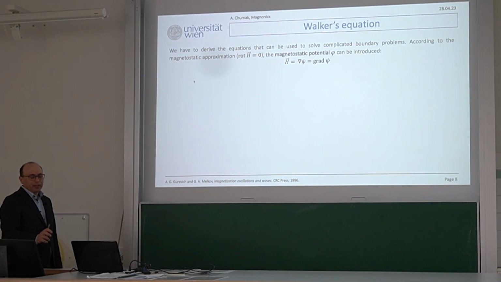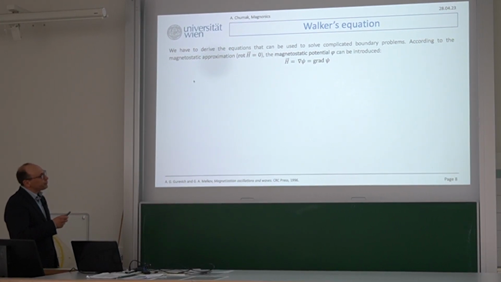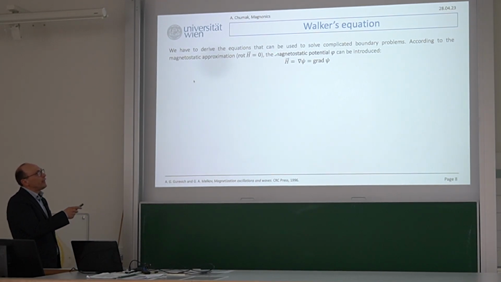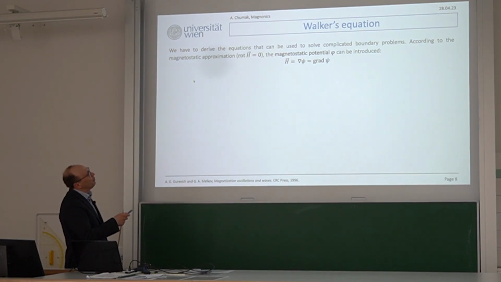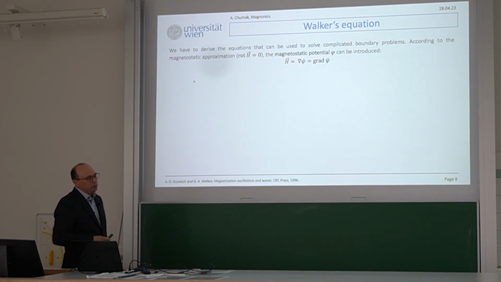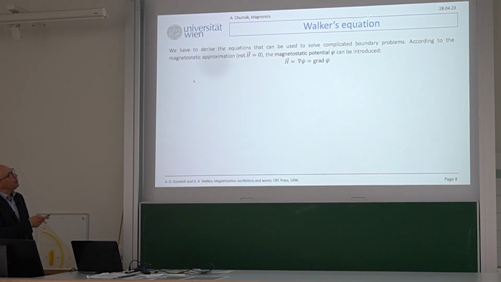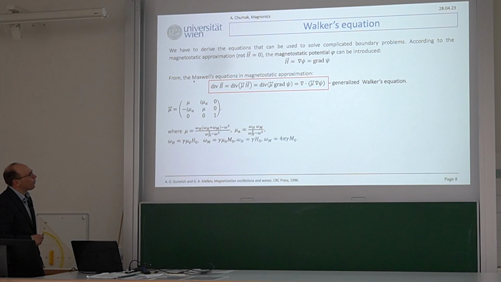How do we do it? Although I just said that there are no magnetic monopoles, in the magnetostatic approximation, when rot H is equal to 0, you can introduce a value such as the magnetostatic potential psi. Sorry, I misspoke. This can be introduced in a way that the gradient of psi is equal to the field H. So you artificially introduce such a parameter, the magnetostatic potential, and you immediately couple it to the field.